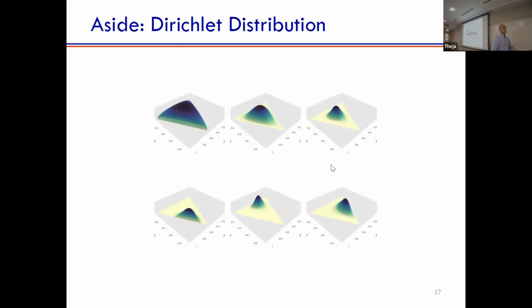Okay, so now we're going to switch to another model. It's called Latent Dirichlet Allocation. That's what the model's name is, and it's a 21-year-old model. It was proposed in 2002. But to understand that model, we'll probably want to briefly define what a Dirichlet distribution is.